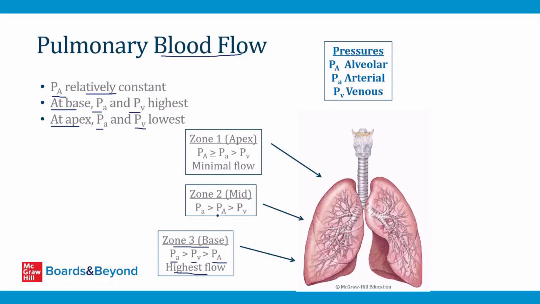In zone 2, the alveolar pressure is in between the pressure in the pulmonary arteries and the pulmonary veins. And then finally, in zone 1 up here at the apex, we have a situation where the alveolar pressure can get higher than the arterial pressure and potentially compress the pulmonary capillaries. And this contributes to the minimal amount of flow that you get at the apex. We've already talked about this. It has the lowest blood flow because of gravity and also because of this phenomenon where the alveolar pressure can get higher than the pressure in the capillaries and can smush the capillaries, cutting off blood flow.